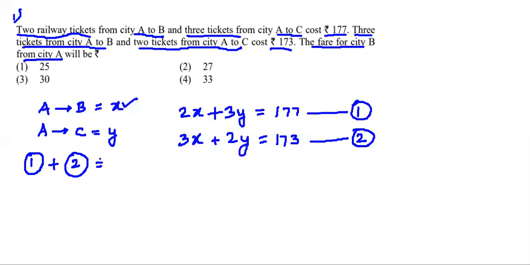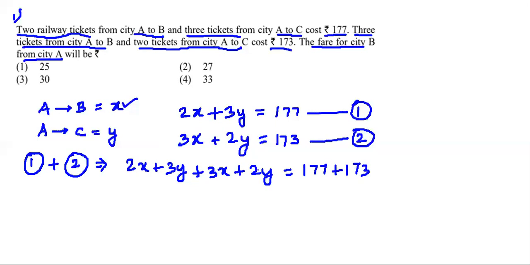Let's see what happens. When we add, we will be having 2x plus 3y, then plus 3x plus 2y, which will be equal to, now we have added the left hand side. Left hand side we have 2x plus 3y plus 3x plus 2y, because when we add, all these four terms will come together. And coming to the right hand side, we have 177 plus 173. This is what we have. I think it is clear to you so far.